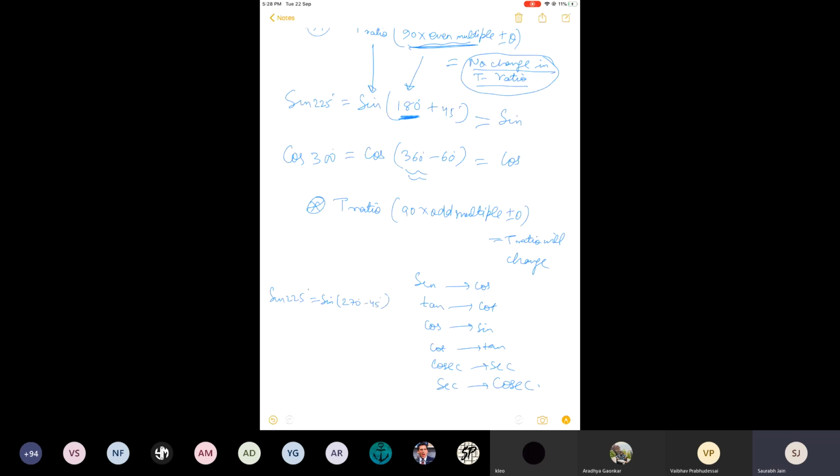I can write it like this also. It is also 225 degree. Now what will happen? This 270 is an odd multiple of 90, 90 into 3. What will happen? Sine will change into cos.